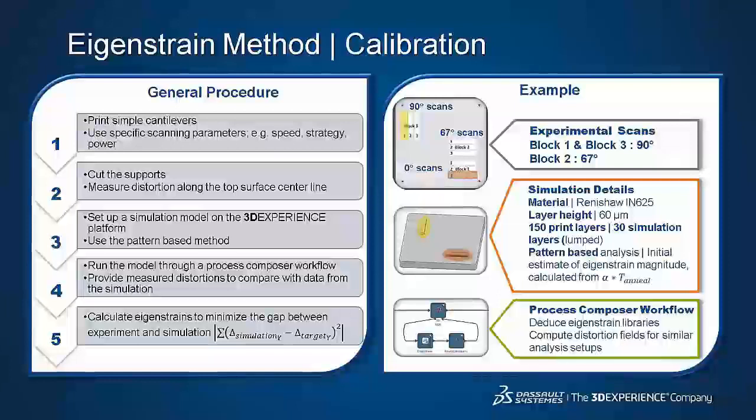First, start by listing the scanning strategies that you might have for your later builds, such as different scan speed, scan power, and patterns, in order for you to create the Eigenstrain library. So print a cantilever beam with each specific set of the machine parameters, and after the print, cut the supports and measure the distortion along the center line of the top surface.